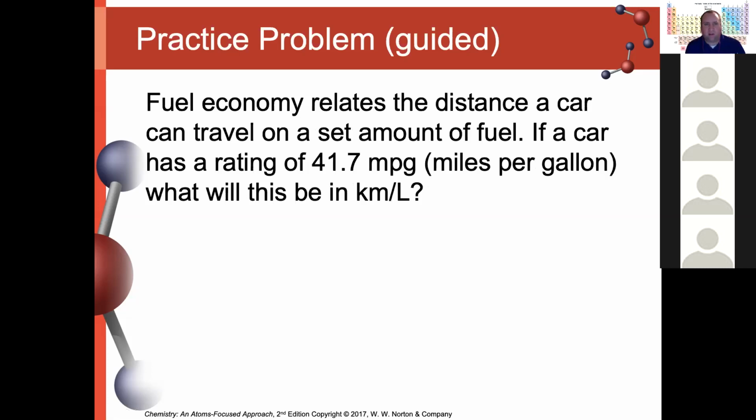Okay, we've got fuel economy. Fuel economy relates the distance a car can travel on a set amount of fuel. If a car has a rating of 41.7 miles per gallon, what will this be in kilometers per liter? This one's a little bit different in the way that we set it up, because 41.7 miles per gallon, again, there's that per. What we're talking about is a measurement of 41.7 miles divided by 1 gallon of fuel.